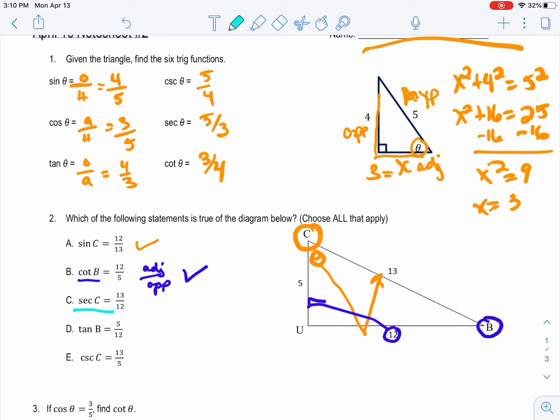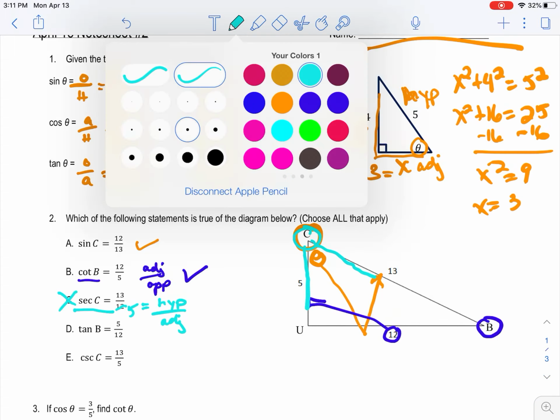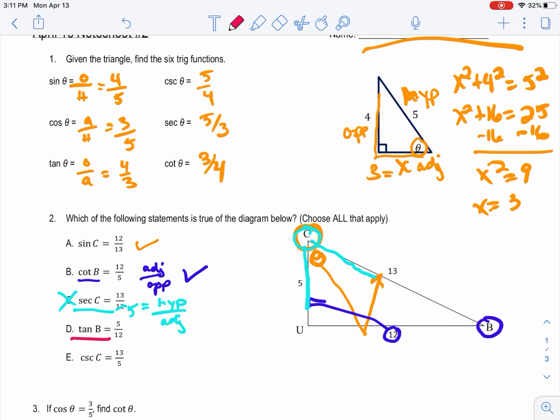Secant of C. Secant is the reciprocal of cosine. So cosine is adjacent over hypotenuse, and the reciprocal would be hypotenuse over adjacent. So if I go back up here to C, that should be a 5. So that one does not work. If I do tangent of B, if I go back here to B, tangent would be opposite over adjacent, so that would be 5 over 12. That one works.